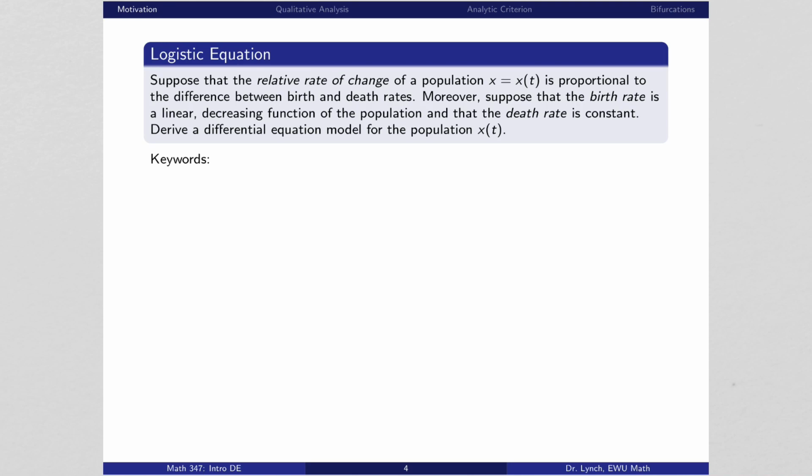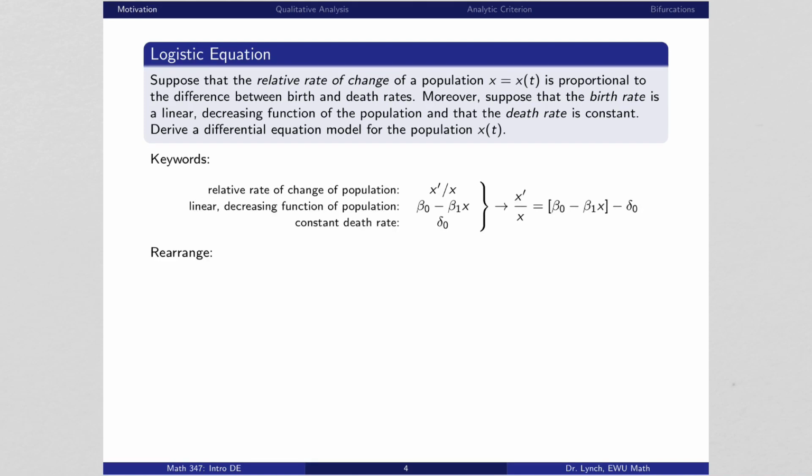Now there's some key words here we've seen before. So rate of change, of course, means derivative. We've seen relative before too. Relative indicates that you're dividing out the population size. So here, relative rate of change means x prime over x.